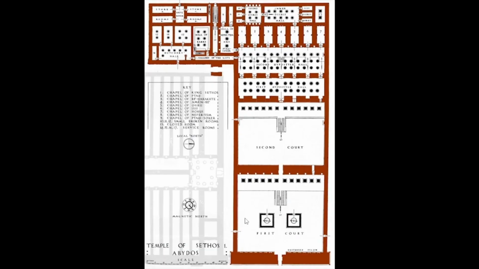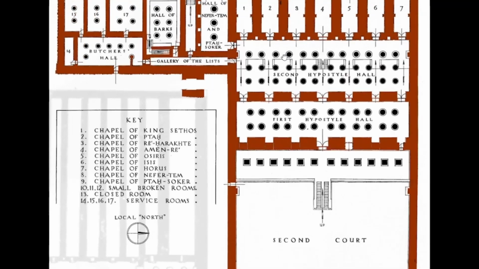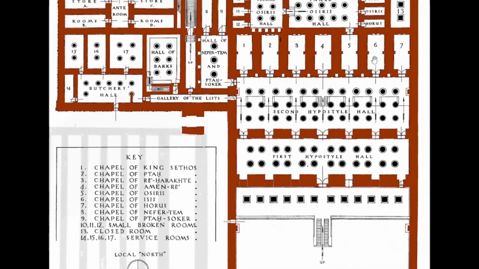Here you can see the plan of the temple. In the inner core of this temple there are 7 inner sanctuaries, and this is indeed a unique feature which is not present in any other Egyptian temple. The 7 inner sanctuaries are dedicated respectively to King Sethi I, Ptah, Ra-Harakhty, Amon-Ra, Osiris, Isis and Horus.